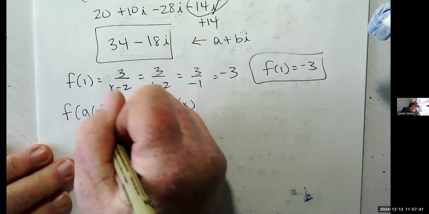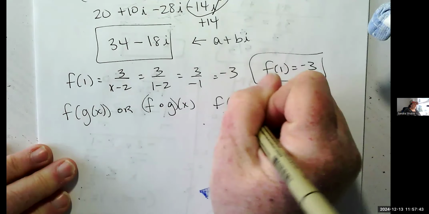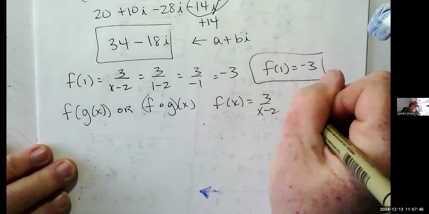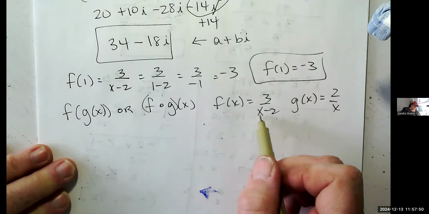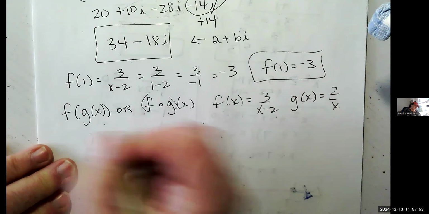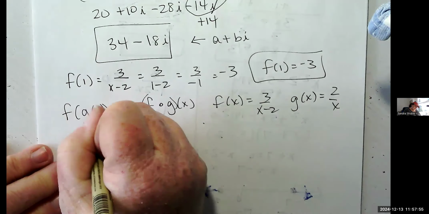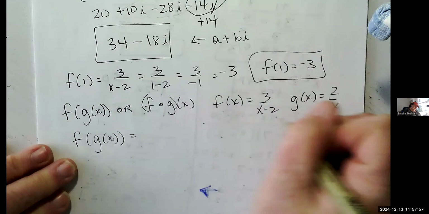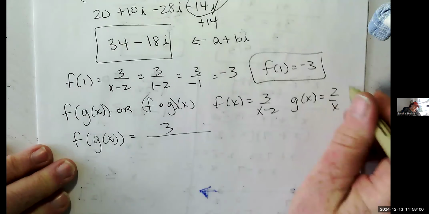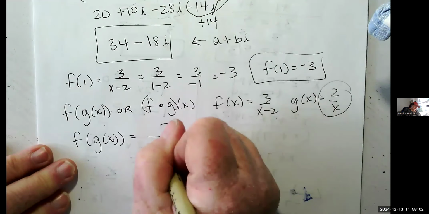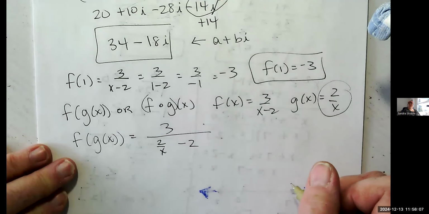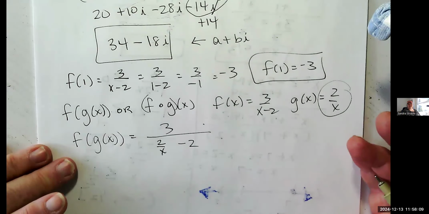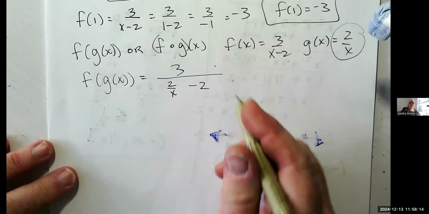F of x is, rewrite this, 3 over x minus 2, and g of x is 2 over x. So I'm going to take the f function and plug the g function into it. So f of g of x is 3 divided by, now I'm going to take the 2 over x, and plug it in where the x is, minus 2. Done. I mean, I could simplify this for sure, but it's not going to change anything. So I just want you to show me that you can compose them.